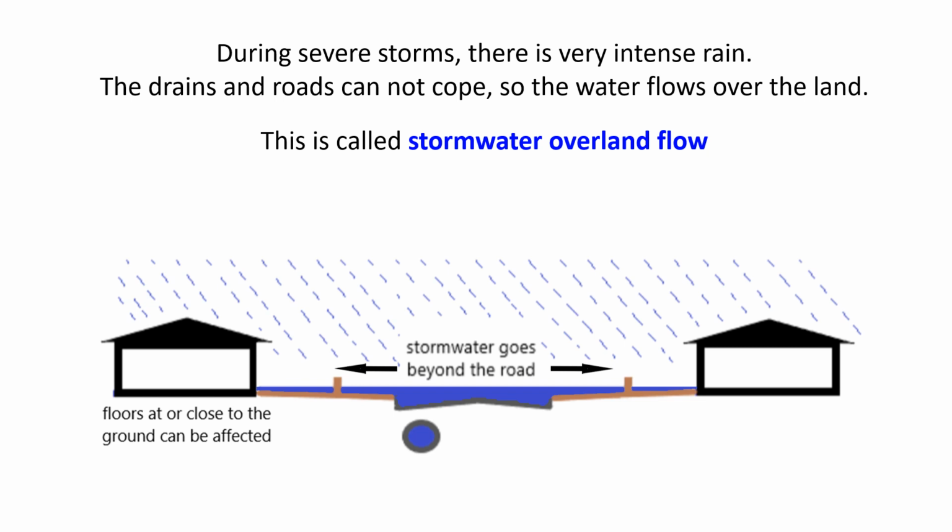During more severe storms, when there is much more intense rain, commonly associated with thunderstorms, the drain and road cannot cope. So the water has to flow somewhere overland. This is called stormwater overland flow.